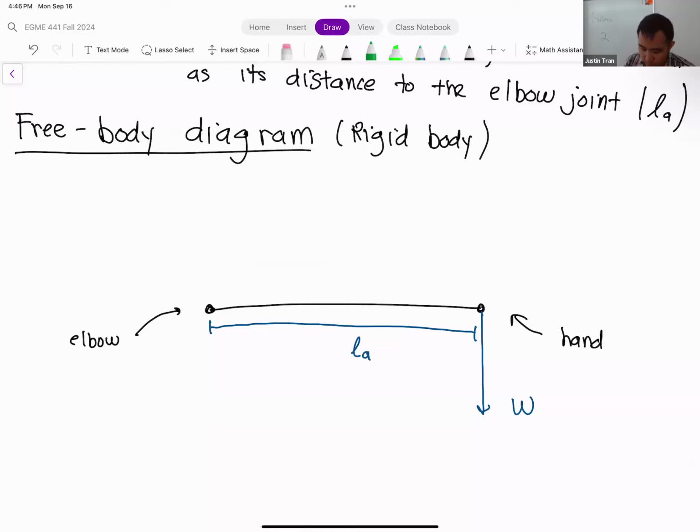Okay, so let's draw that muscle force in. We know that it acts at a distance of LM. So if we draw that distance from the elbow to the force, it is LM. Typically, LM is going to be a fairly short distance.